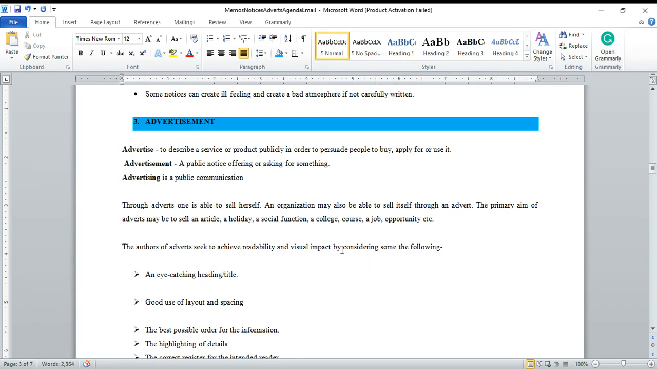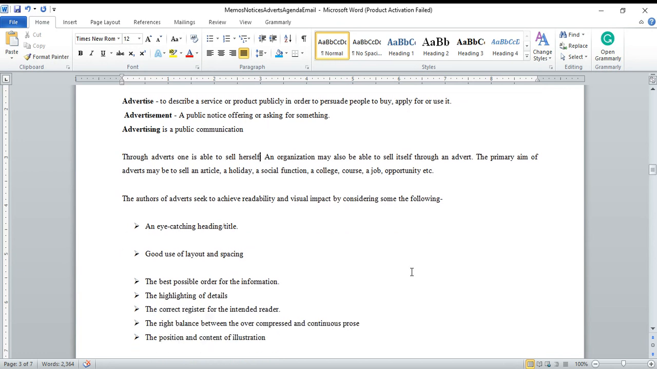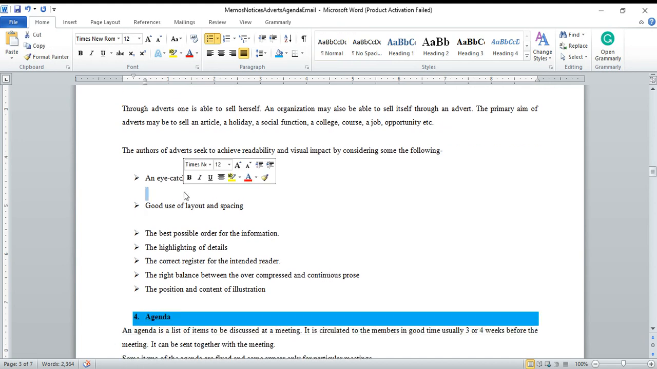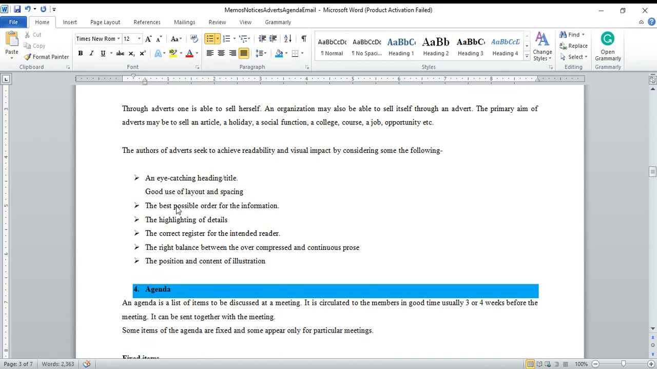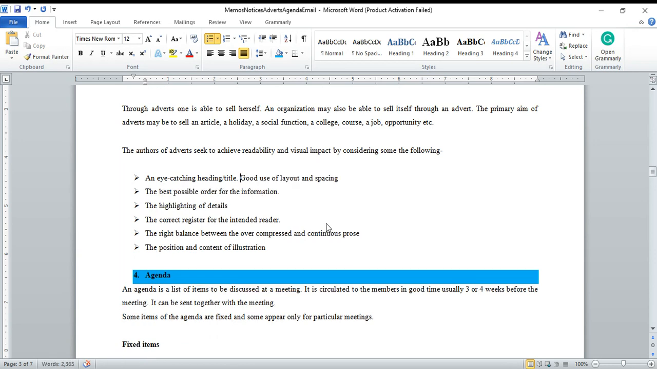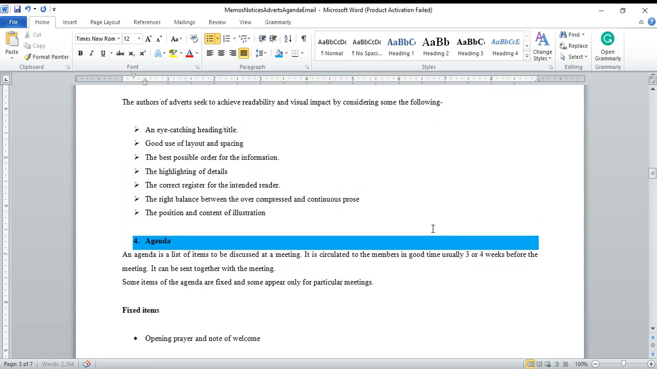The primary aim of adverts may be to sell an article, a holiday, a social function, a college course or job opportunity, etc. The authors of adverts seek to achieve readability and visual impact by considering some of the following: an advert should be eye-catching, meaning it should have an eye-catching headline or title, meaning it should be very attractive. Then it should make good use of the layout and spacing.